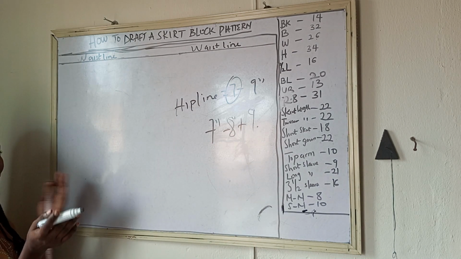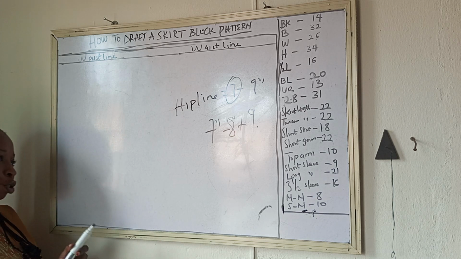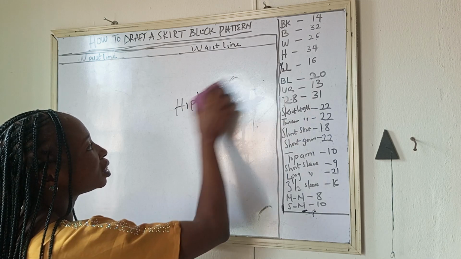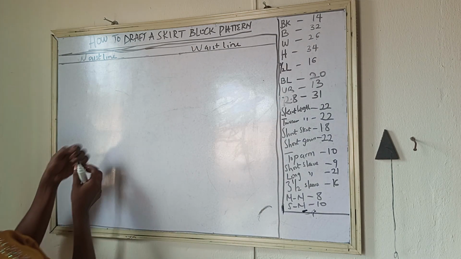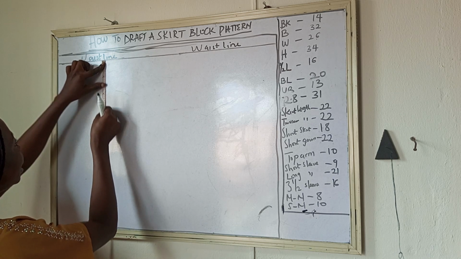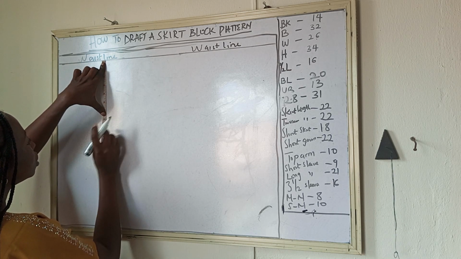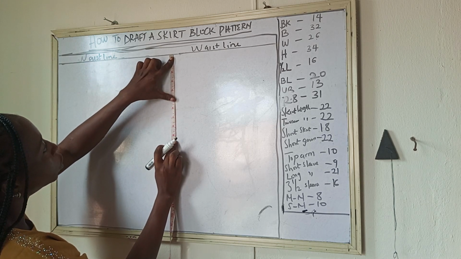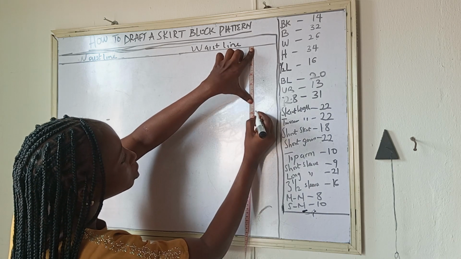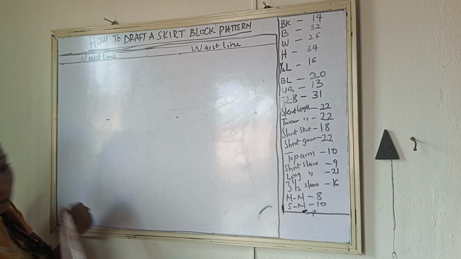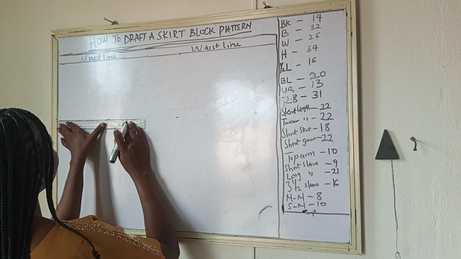Just use your discretion and look at how short or tall the person is. So in this class, I'll be using 7 inches for my hip line. From my waistline, I'll be coming down by 7 inches. I'm going to be marking that all through since I'm doing my front and back together. From this point, I'm going to be making a straight line like so.